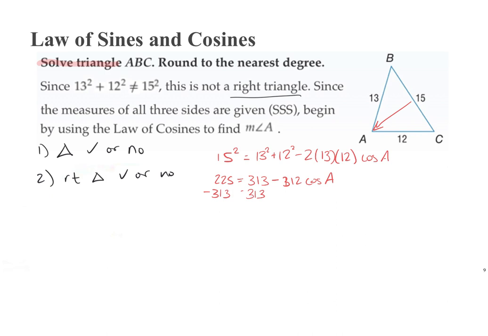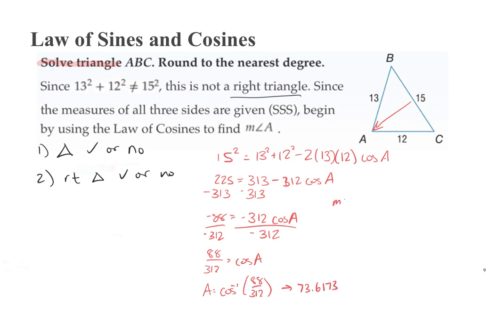Now I'm going to subtract. 225 minus 313 is negative 88, which is equal to negative 312 cosine of A. Divide, which gives us a positive 88 over 312 is equal to the cosine of A. Now I'm going to do inverse, so A is equal to the inverse cosine of 88 over 312, and plugging that in the calculator. Now, if you wanted to go ahead and reduce that to a decimal, that is fine. Just make sure you go out to the fourth decimal place, as always. Now, this ends up being 73.6173. So, the measure of angle A is equal to 73.6173.